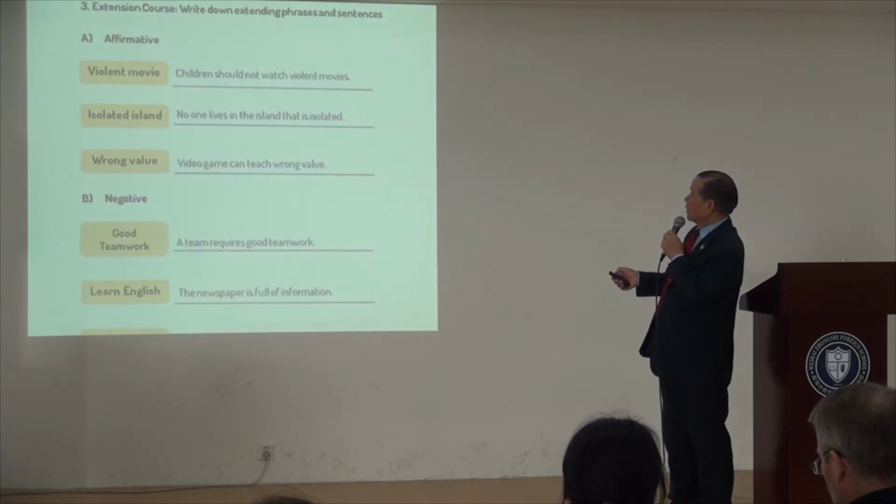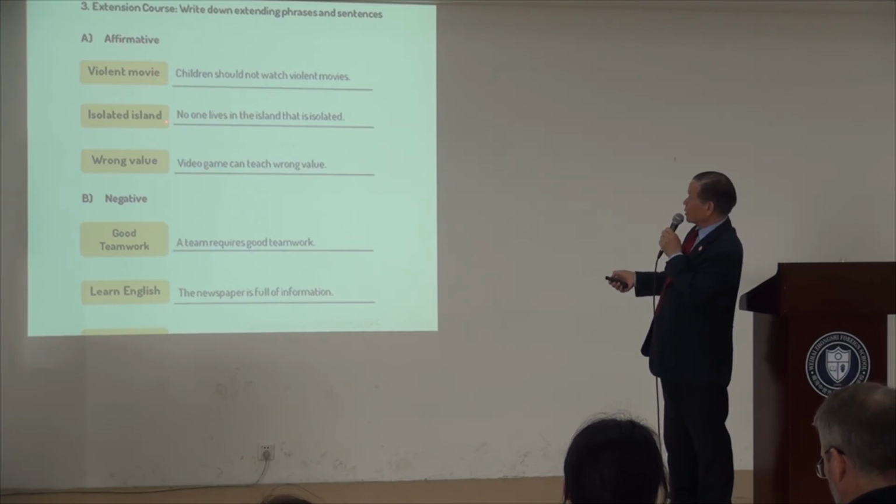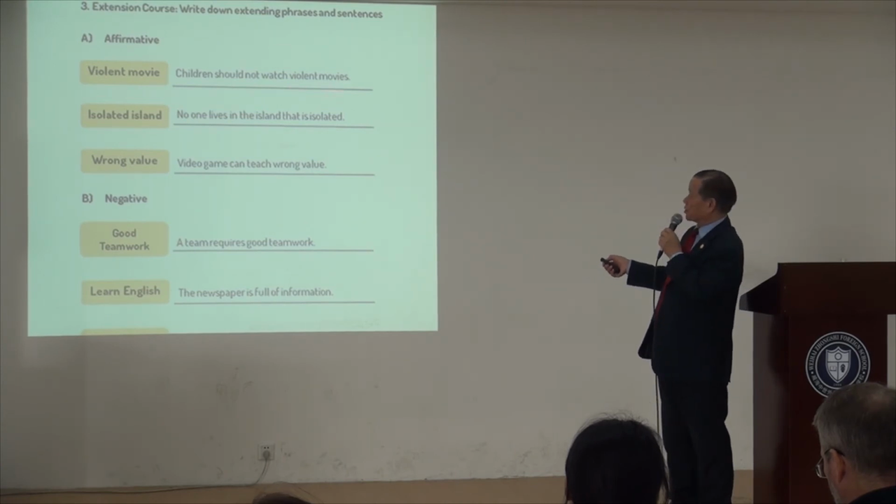And the second step, teaching extension words. Write down the extending words, creating sentences like that. Affirmative: violent, movie, isolated island, wrong value. This is the good point about the topic. The children should not watch violence. Using these new words, you have to make a sensible sentence. For example, for the students, before the real teacher discussion like that, before that. And using these words, you can make a sentence.